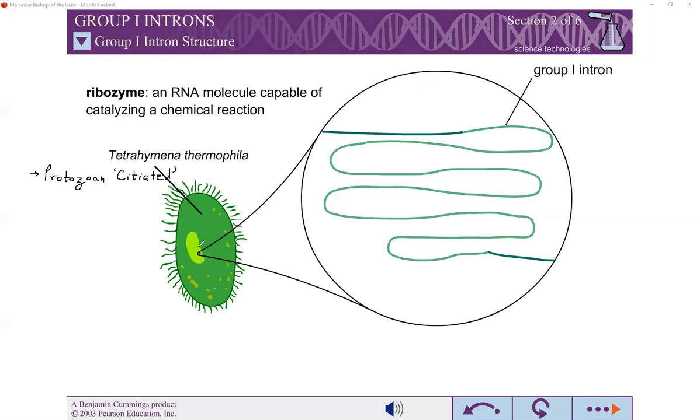Next, here the first ribozyme was discovered. You can look here. It was discovered by Thomas R. Cech, who discovered the first ribozyme. Please let us look forward.